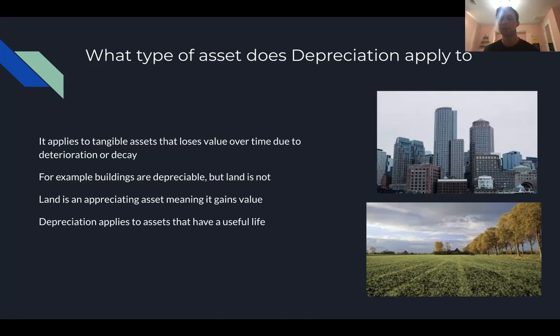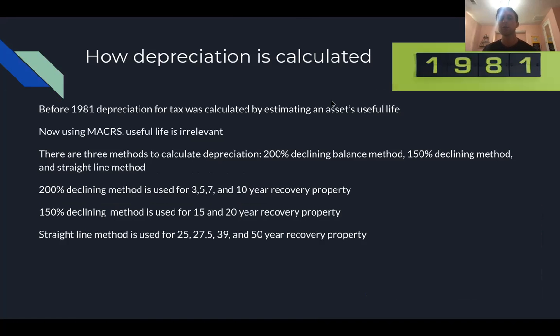It's based on its useful life. Well, depreciation isn't based on it, but the asset has to have a useful life. So buildings are depreciable because they deteriorate, but land is not, since it doesn't deteriorate. It gains value over time, and its useful life cannot be determined. So how is depreciation calculated?